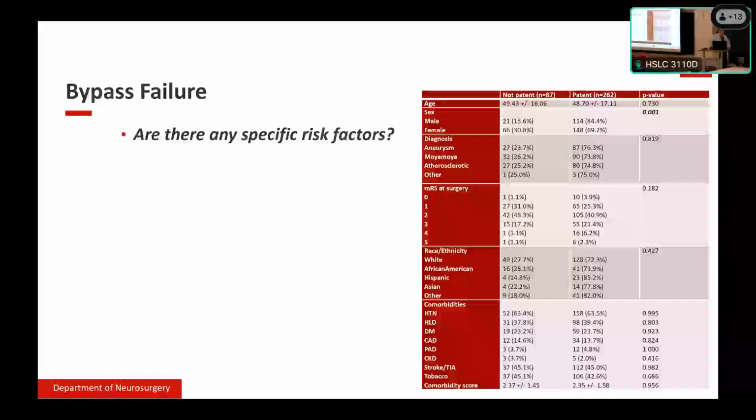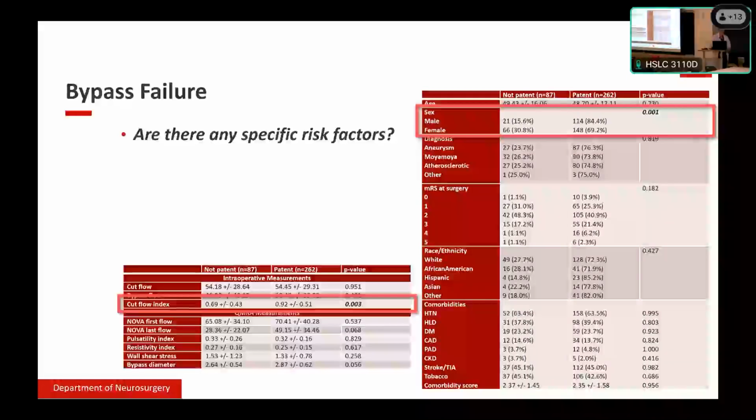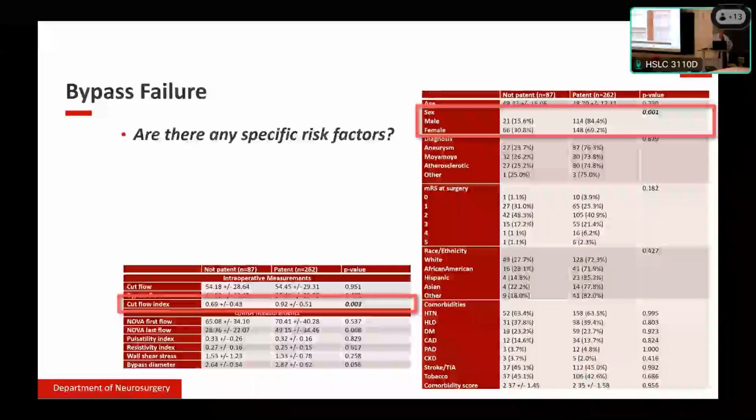And what I found was actually, there were not many differences in these cardiovascular risk factors between patent and not patent bypasses. And then looking at the flow differences, the only thing that actually stood out for looking at patent and not patent bypasses was patient sex and the cut flow index, which I thought was very interesting.